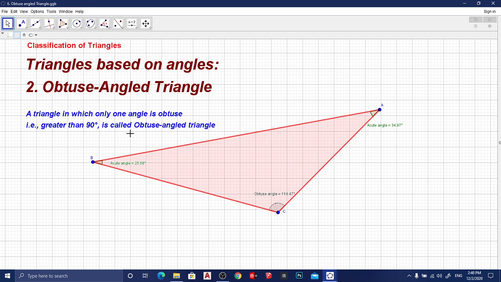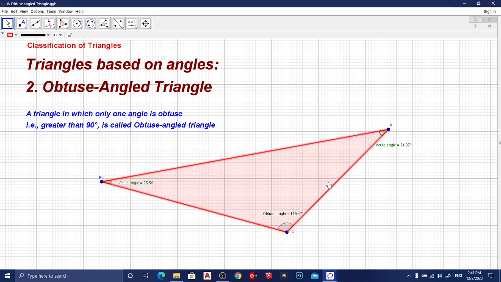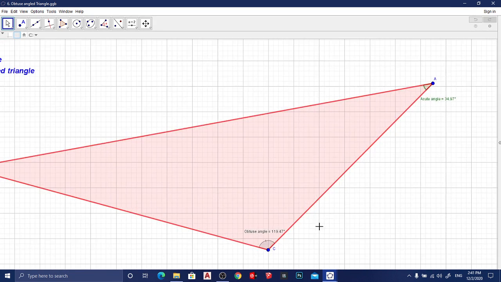So a triangle in which only one angle is obtuse. See, in the acute angle triangle, all the angles are acute only, but in an obtuse angle triangle, only one angle should be obtuse. If all the angles are obtuse, it will not form a triangle. Only one angle may be obtuse, and the remaining two angles will definitely be acute angles. Then this type of triangle is called an obtuse angle triangle.